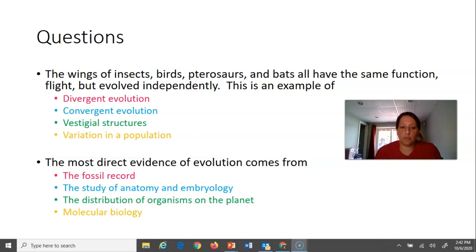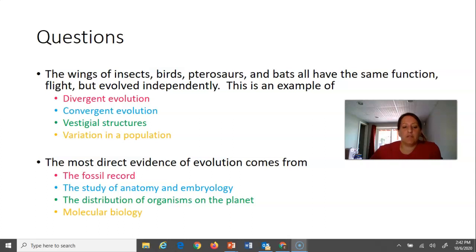And so hopefully you answered blue. This is an example of convergent evolution. Okay, these structures evolved independently of each other, but they have all evolved to have the same structure and the same function, flight. And so that's going to be convergent evolution.